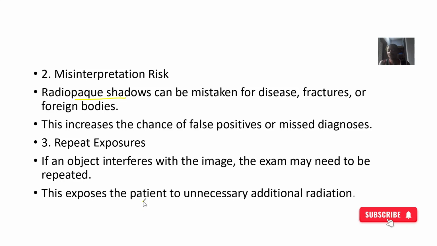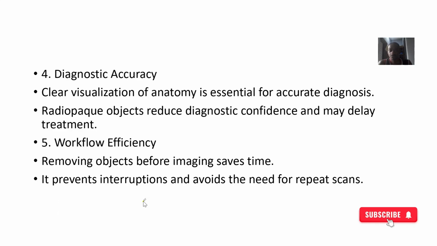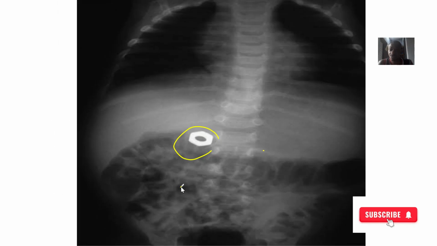And this mistake is even on the part of the radiographer, because you're supposed to clearly instruct the patient to take off all jewelries and all metallic stuffs. You see that? Then diagnostic accuracy: clear visualization of the anatomy is very important in diagnosis. If radio opaque objects are blocking a part of the body, it is an inconclusive radiograph. Then workflow efficiency: you have to remove the objects before imaging to save time, prevent interruptions, and also avoid repeat scans.